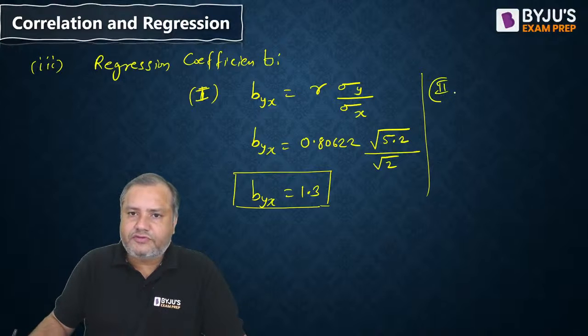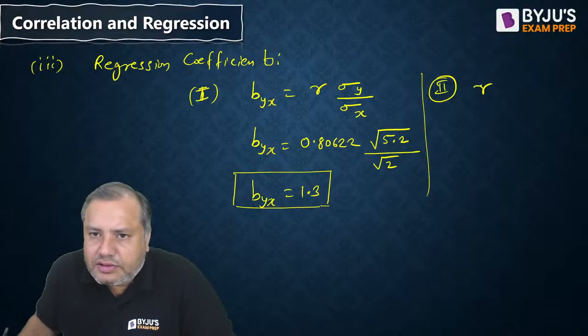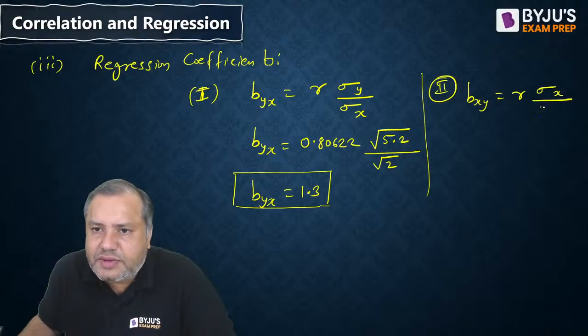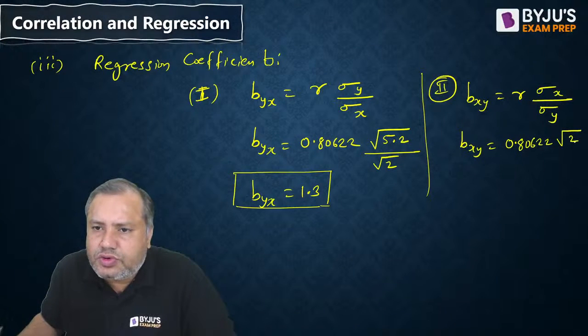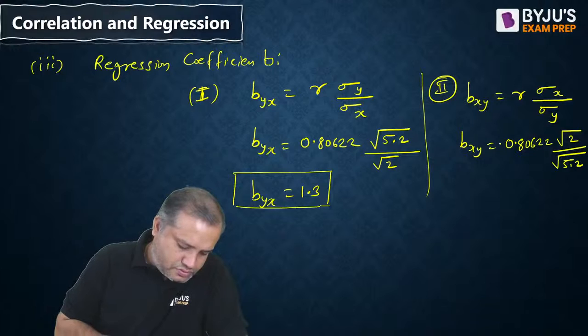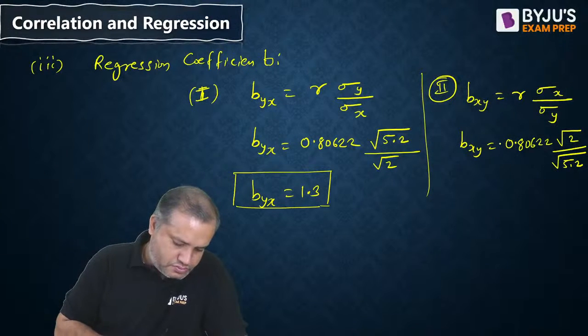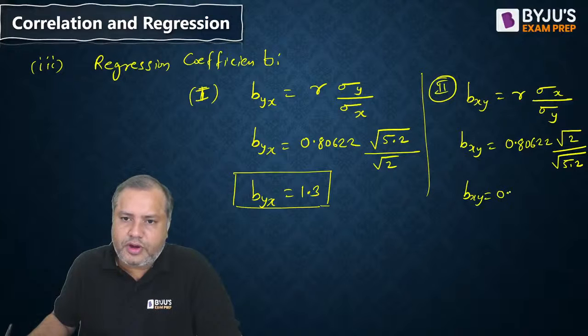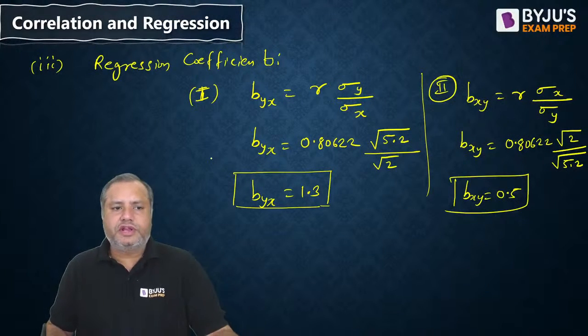Then we have the second coefficient, BXY, which is R sigma X upon sigma Y. R is 0.80622, sigma X is root 2 and sigma Y is root of 5.2. It is 0.5. So we have obtained the two regression coefficients.